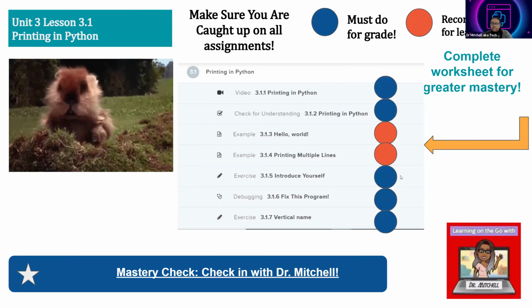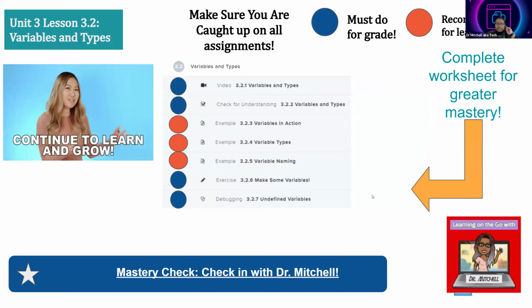So again, just so you can see it up close, all of the blue dots are what you must do for the grade, and the red is recommended for your learning. So this is for lesson 3.1. And then we have lesson 3.2. Again, you have the blue dots, must do. That is what you have for grades.